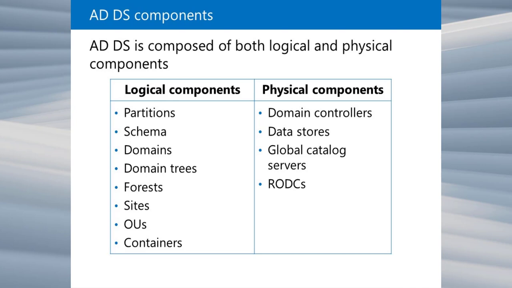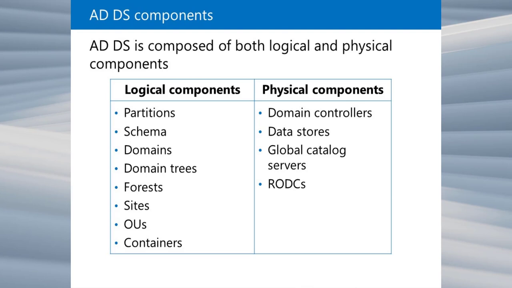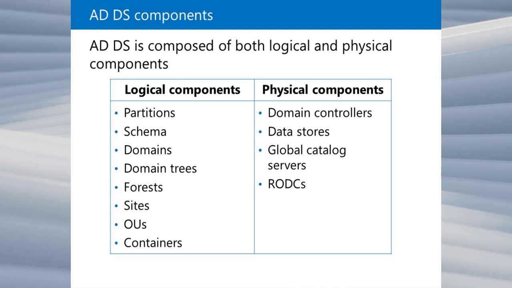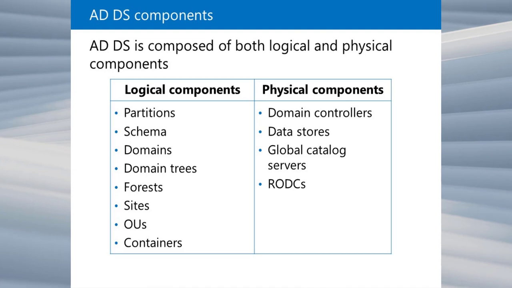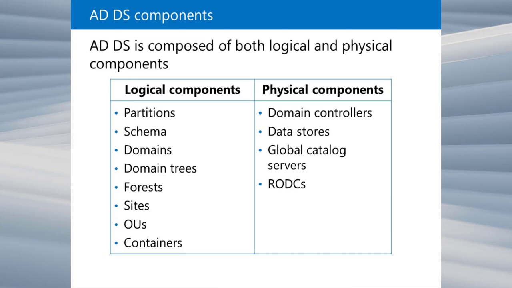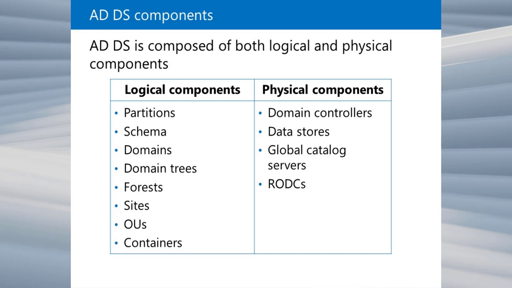OU: an OU is a container object for users, groups, and computers that provides a framework for delegating administrative rights and administration by linking Group Policy objects, GPOs. Container: a container is an object that provides an organizational framework for use in ADDS. Some containers are created by default, or you can create custom containers. Containers cannot have GPOs linked to them.